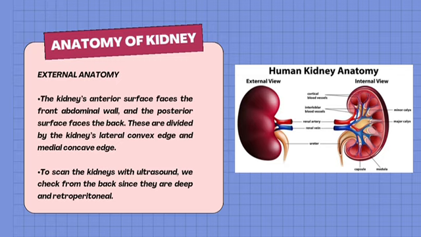Okay, now let's look at the anatomy of the kidney. From the external anatomy, the kidney has two main surfaces. The first one, the anterior surface, faces the front abdominal wall, and the second one, the posterior surface, faces the back. These surfaces are separated by the lateral convex edge, which curves outward, and the medial concave edge, which curves inward, where the renal hilum is located.